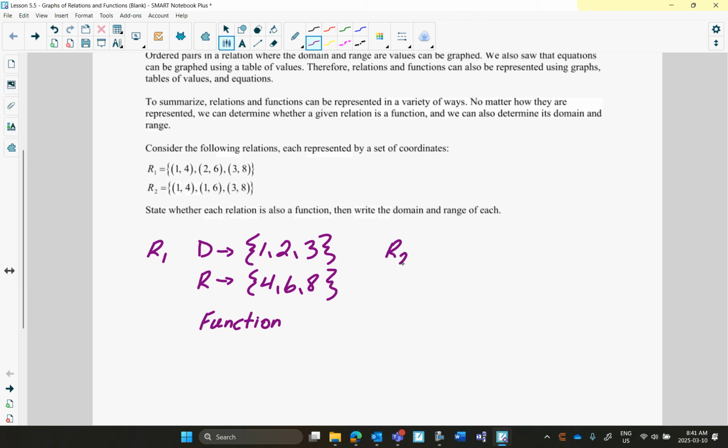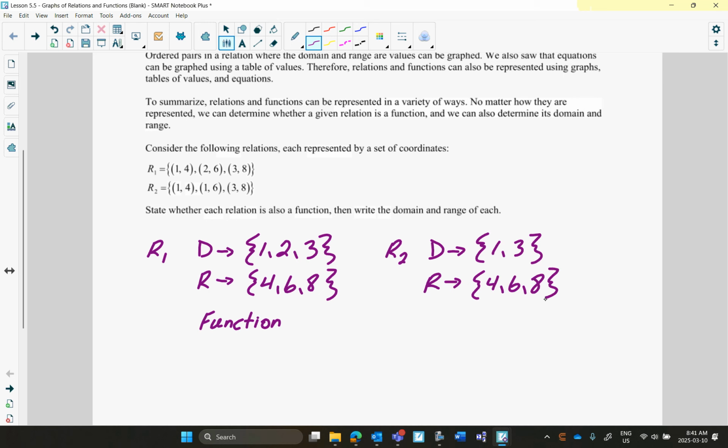For relation 2, which is shown as a set of ordered pairs, let's do the same thing. Domain, range, and whether or not it's a function. What's the domain of relation 2? And if you see a number more than once, you don't have to list it more than once. 1 and 3. And it's just those two numbers, which is why we use braces. What would the range be? 4, 6, and 8.